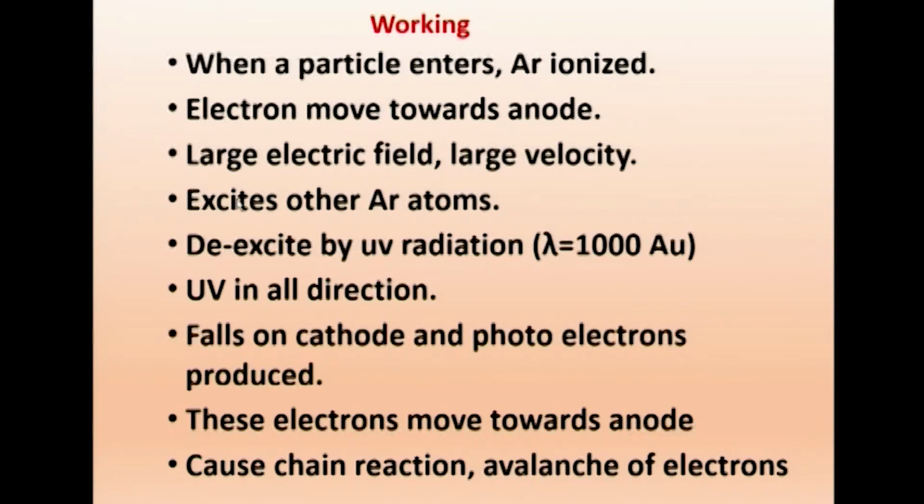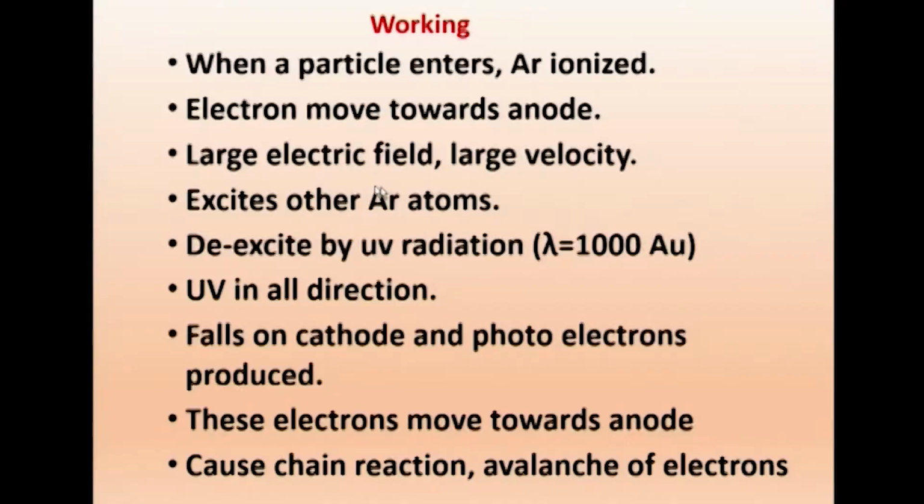As they move, because they are moving with large velocity, they excite other Ar atoms. So the incident particle was exciting only one Ar atom. The electron, when it is moving towards the anode, will strike some other Ar atoms and excite them. Now these Ar atoms de-excite by ultraviolet radiation.